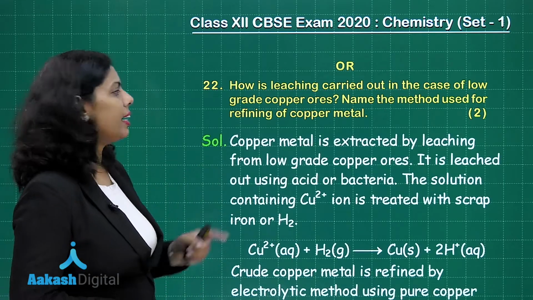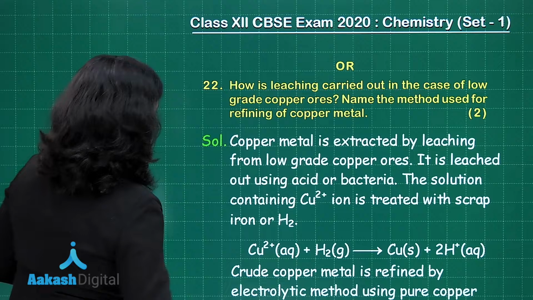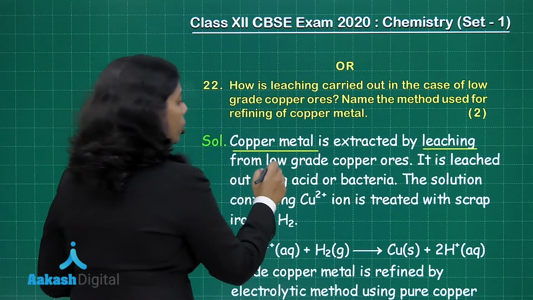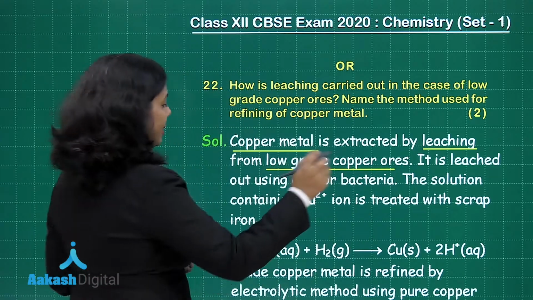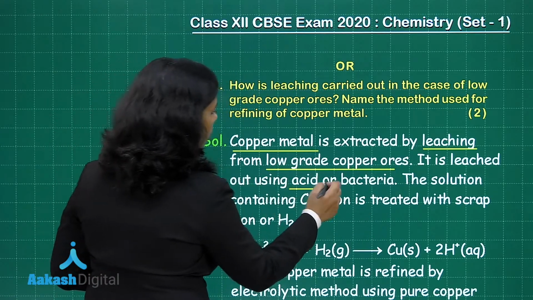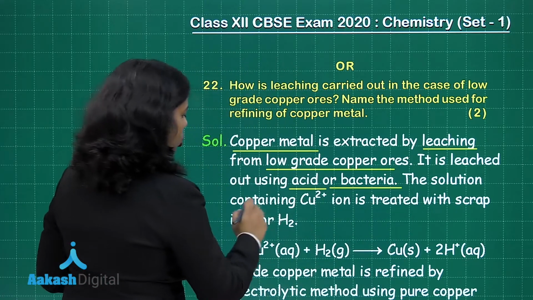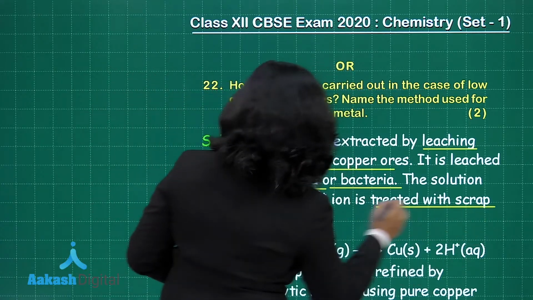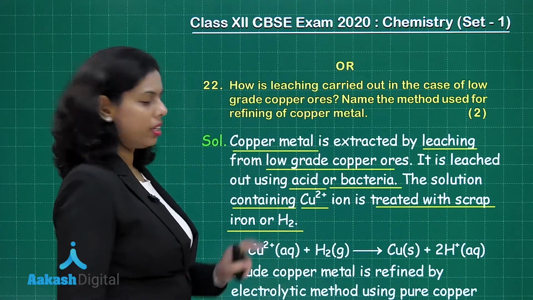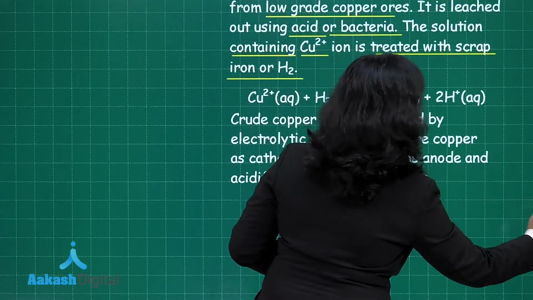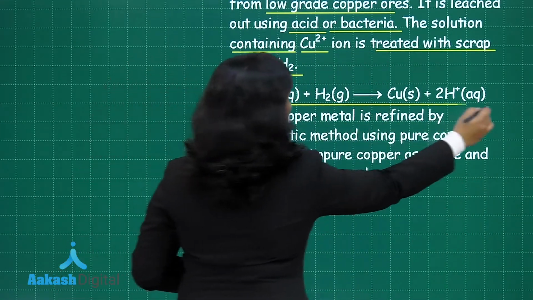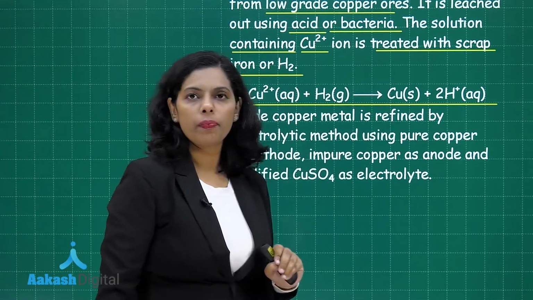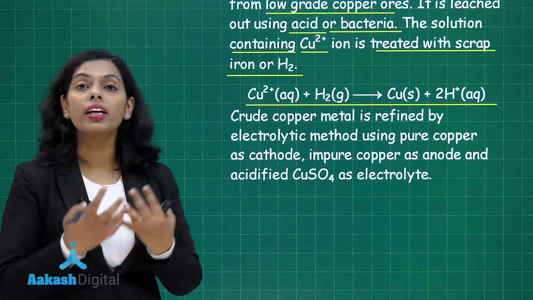You can simply write the answer for this particular question: copper metal is extracted by the leaching process from low-grade copper ore. How? It is leached by using acid or bacteria. The solution containing Cu2+ ions is treated with scrap iron or hydrogen. That can be represented with the help of the chemical equation that's clearly given here. You can clearly see Cu2+ ions are reduced to give you copper metal, right?